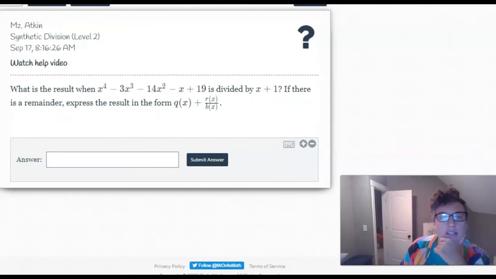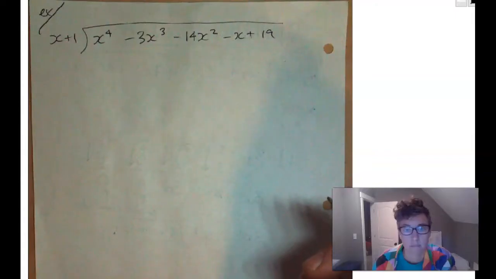Alright, this one says, what's the result when x to the 4th minus 3x cubed plus 14x squared minus x plus 19 is divided by x plus 1? If there's a remainder, express it in the form q of x plus r of x over b of x. What is that? Oh, don't worry. I'll show you. Alright, so let's set it up.